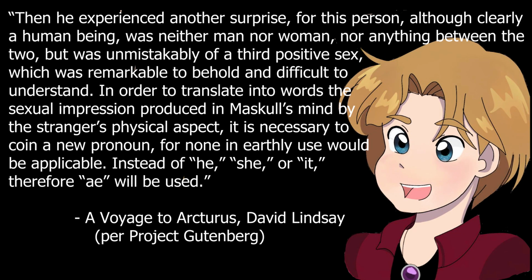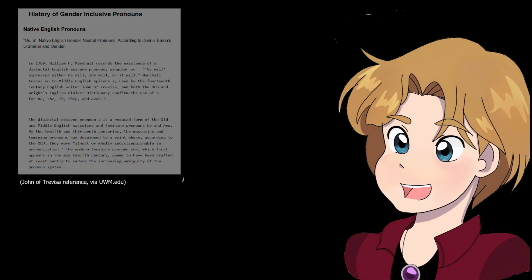For other sets of pronouns, an early reference to different pronouns being used for a third alien sex was made in David Lindsay's 1920 novel, A Voyage to Arcturus. In this novel, the alien race used the pronoun "a." This pronoun has also been used in earlier works, like John of Trevisa in the 14th century.